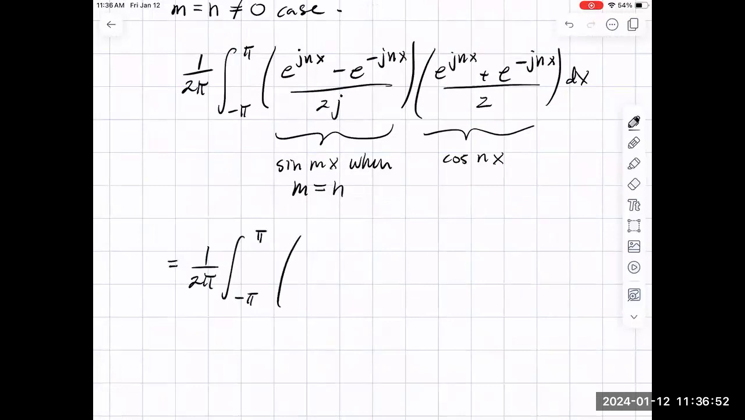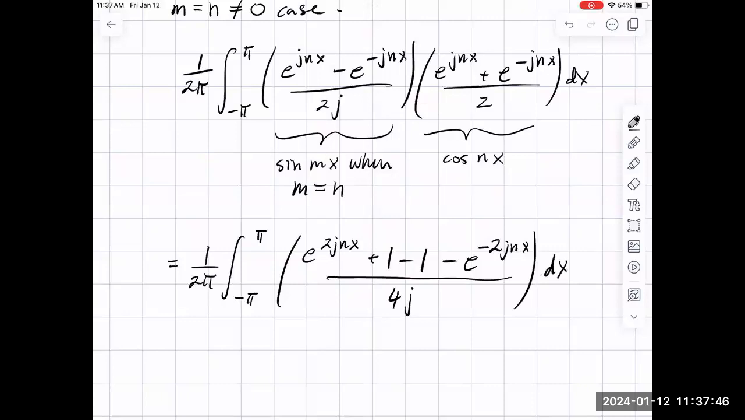All right, e to the j nx times e to the j nx. So that's e to the 2j nx. Then we have e to the j nx times e to the minus j nx. So that's going to be e to the 0, which is a 1. Then we have minus e to the minus j nx times e to the j nx. That's going to be minus e to the 0, which is a minus 1. So that plus 1 and the minus 1 are going to cancel. And then we have minus e to the minus j nx times e to the minus j nx. That's minus e to the minus 2j nx. And I guess we would still divide by a bunch of stuff. I guess it would be 4j here, dx. And then these things are going to cancel.